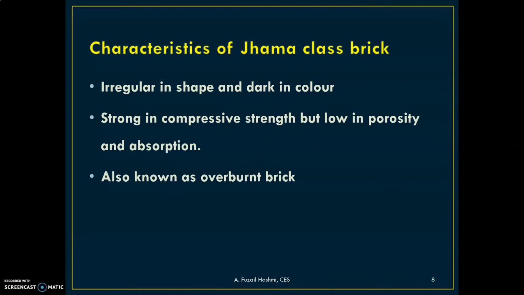Now the next category is the overburnt class brick. It is irregular in shape and very dark in color. The dark color is due to overburning, because generally bricks are burnt in the kiln at a temperature of 1000 degrees Celsius. But here in the overburnt class brick, they are burnt at even higher temperatures, up to 1400 or 1500 degrees Celsius. And this category of brick has very good compressive strength, but it is low in porosity and absorption because they are highly burnt bricks.